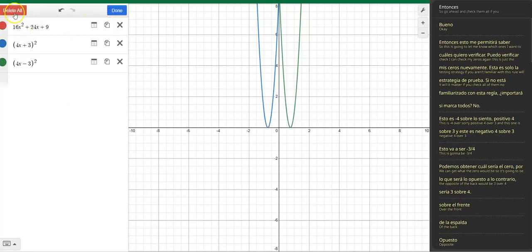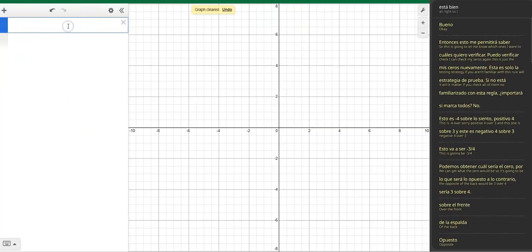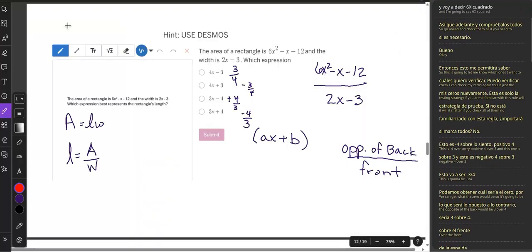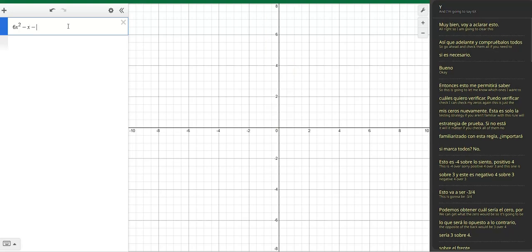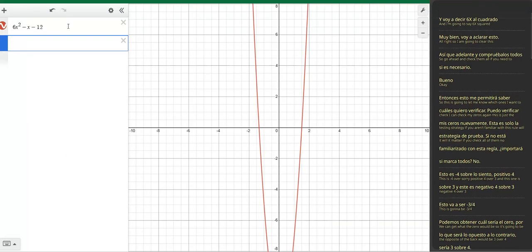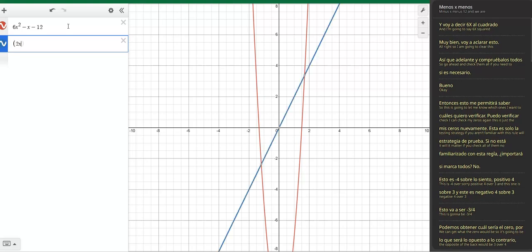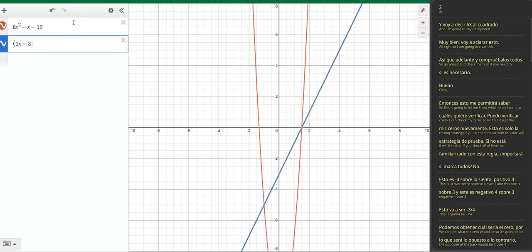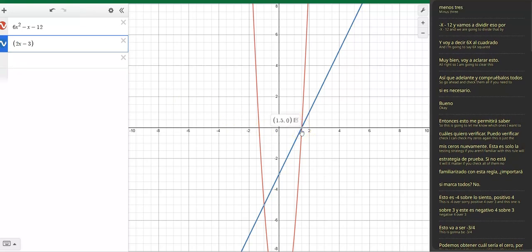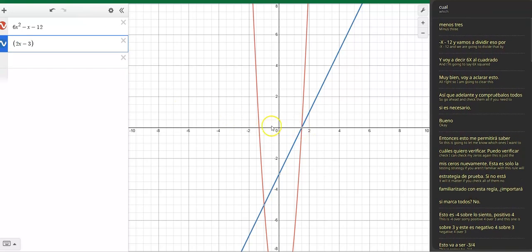All right, so I am going to clear this, and I'm going to say 6x squared minus x minus 12, and we are going to divide that by 2x minus 3. And that gives me my linear factor, which was at 1.5. So let's look at this one.